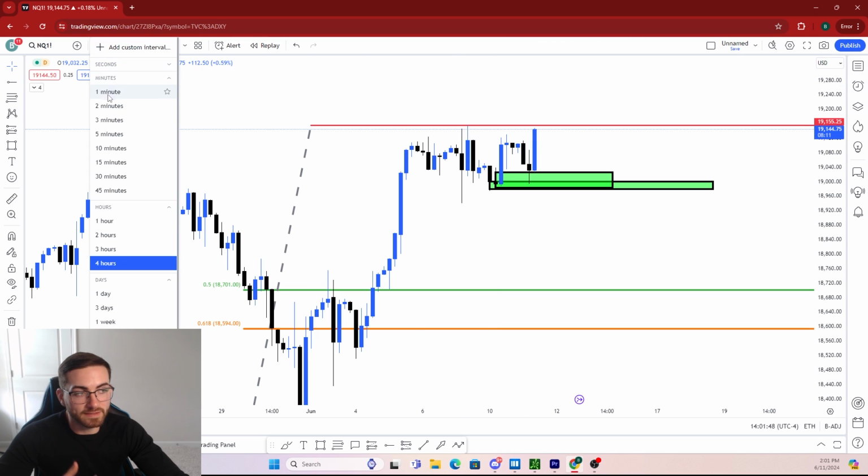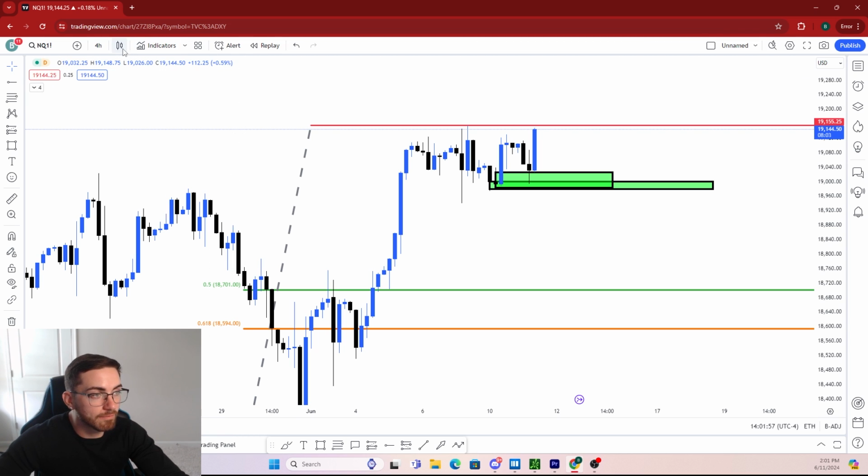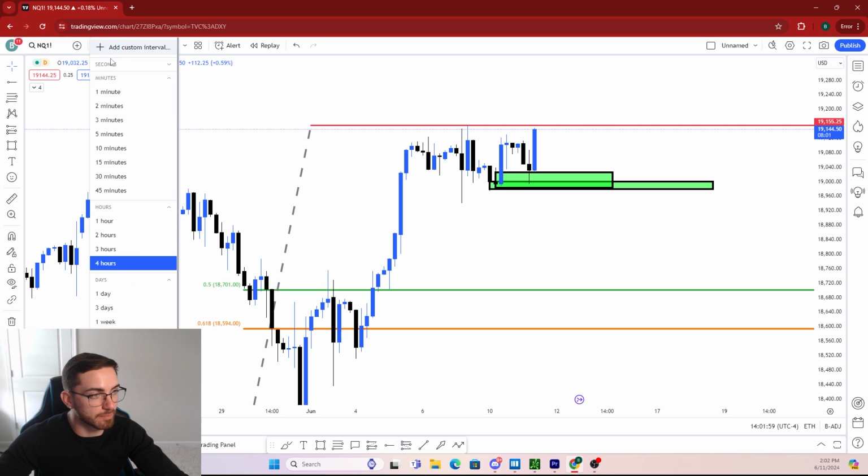So once we identify our key levels based on the higher timeframes, again, hourly, 2-hour, 4-hour, daily, weekly, that's when we can break it down to a smaller time frame and identify a sniper entry.